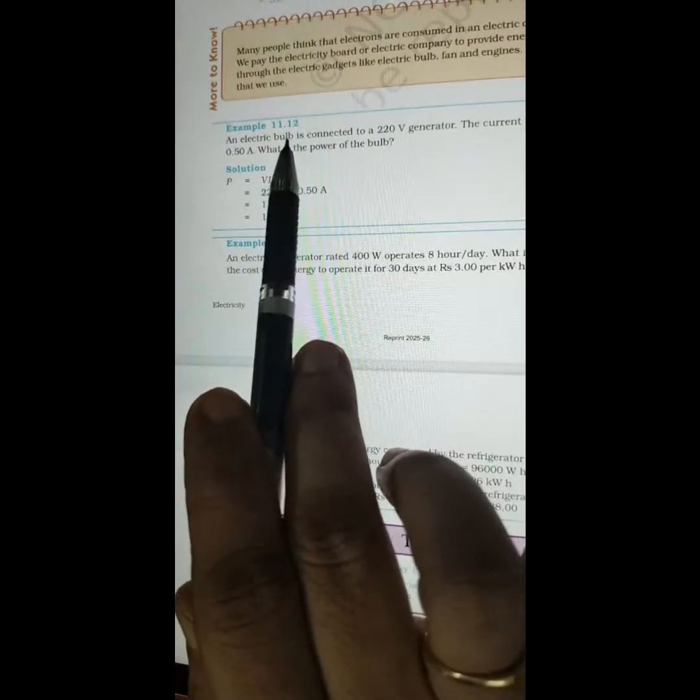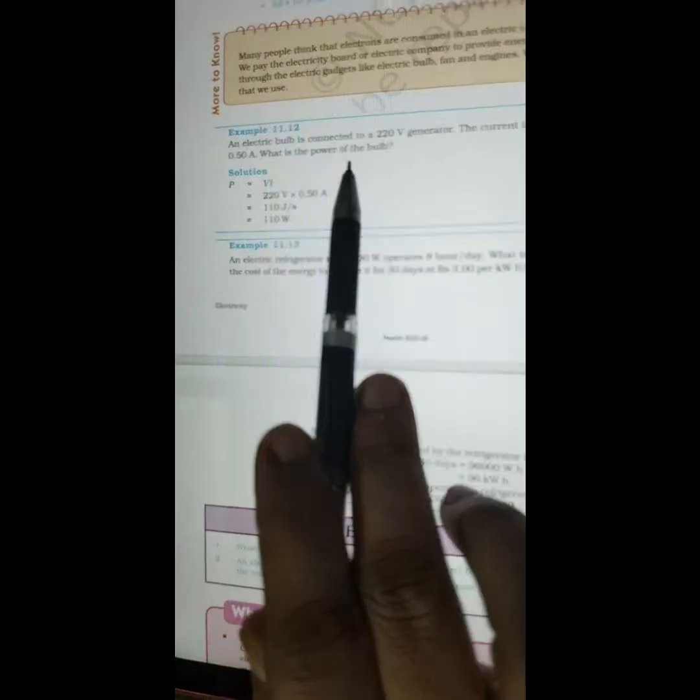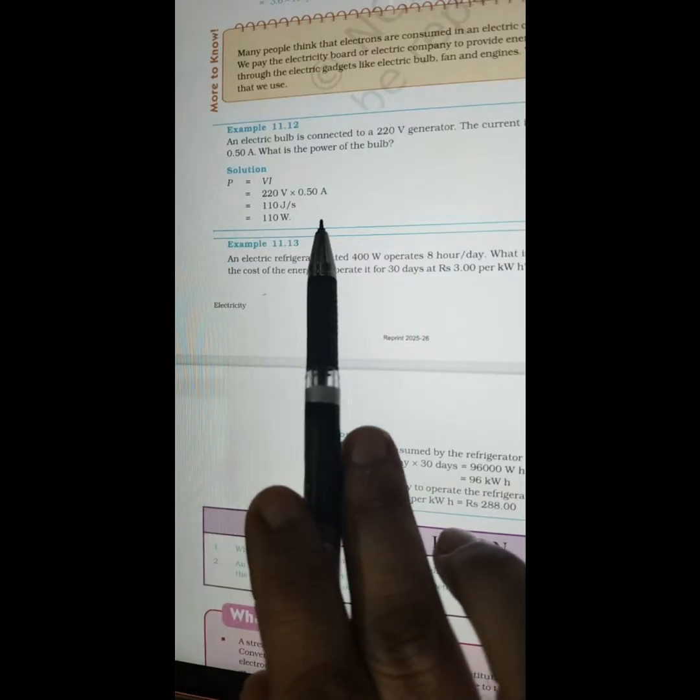Example 11.12. An electric bulb is connected to a 220 volt generator. The current is 0.5 ampere. What is the power of the bulb? So we know that power can be calculated as P is equal to VI. So after putting the values, it comes out to be 110 watt. Next example.